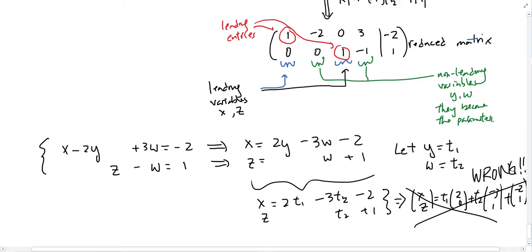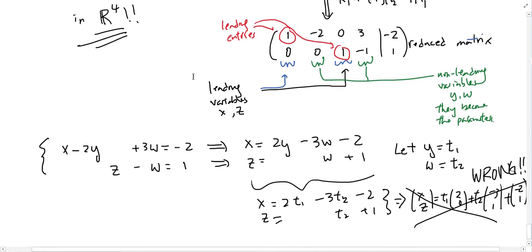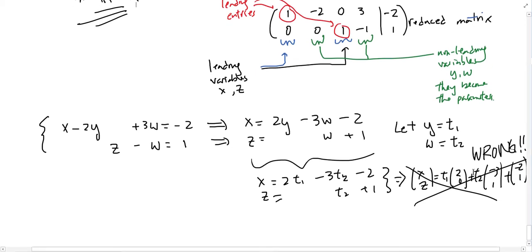Why is it wrong? Seems like that's exactly what we're supposed to do. It's wrong because it's not in the right dimension. That's the reason. See, if you look at our problem, how many variables do you see? 1, 2, 3, 4. x, y, z, w. This entire system exists in R4. Therefore, whatever solution that we get should be in R4. But what you wrote here is in R2. That cannot be the solution because it's not in the right dimension.